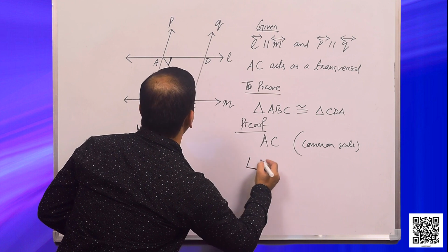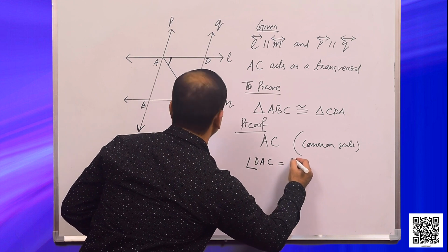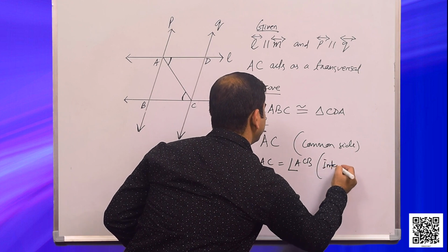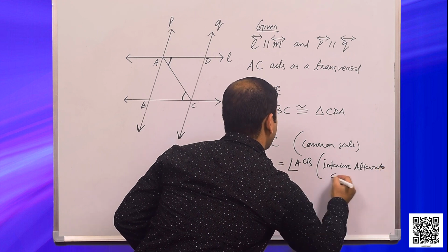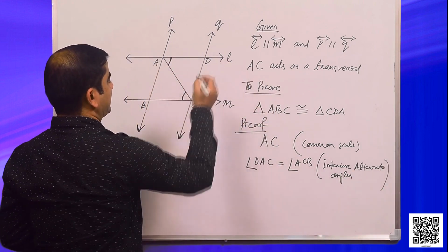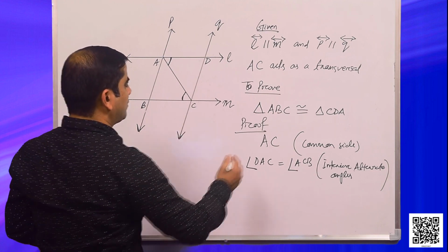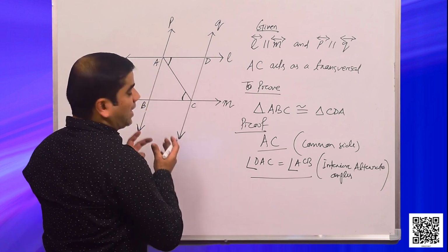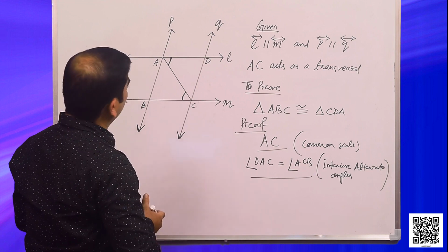So angle DAC is equal to angle ACB, interior alternate angles, isn't it? Because L is parallel to M and AC is the transversal. So we have got a side and a pair of equal angles. We need to find another pair of equal sides or another pair of equal angles. So what else can we find?